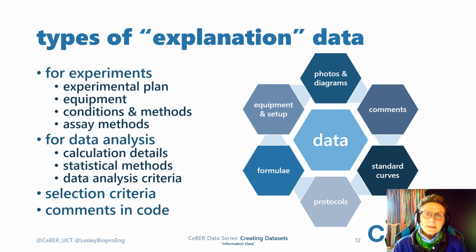And then for your data analysis, you're going to need to include things like details of your calculations, statistical methods, formulae, and if they're not known, where you got them, and data analysis criteria if you've done a criterion-based selection. And then your selection criteria, for example, if you chose people to interview, how did you choose them? And then comments in code which make it understandable. So think about what it is that you're going to need extra to the actual numbers or words that form the basic data. What is it that you're going to need to show people exactly what happened, or to enable them to redo what you did?